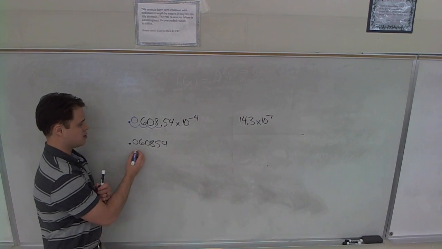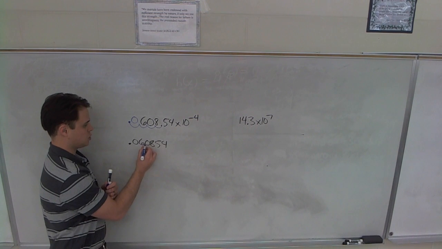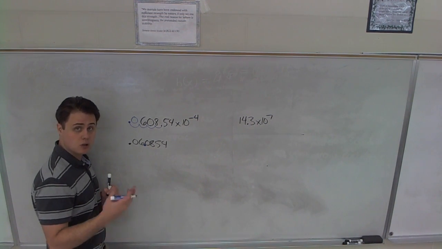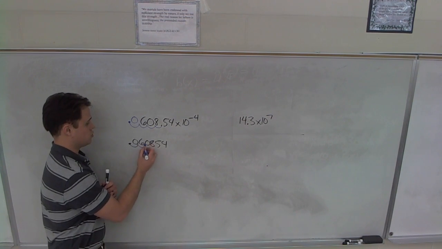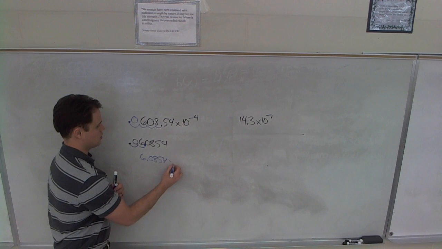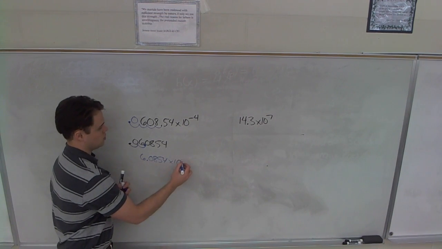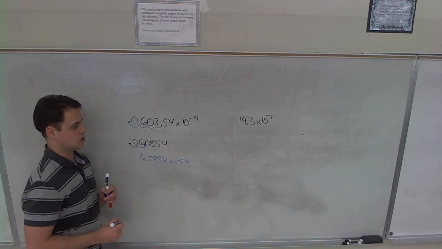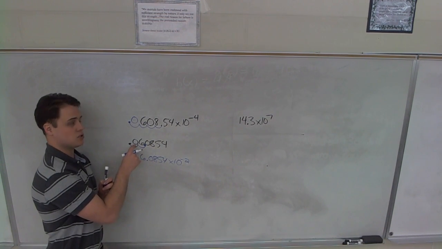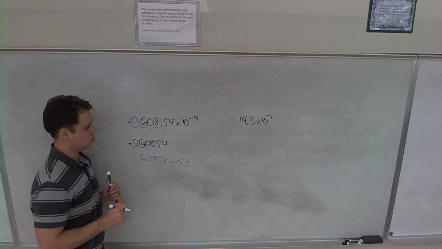So now to be in scientific notation, that decimal point actually needs to be here, right after the first real digit that's not a 0, the 6. So I need to move it twice. So that's 6.0854 times 10 to the negative 2nd power. Okay, and you can see negative 2nd power has a 0 in front. That matches our rule from earlier.